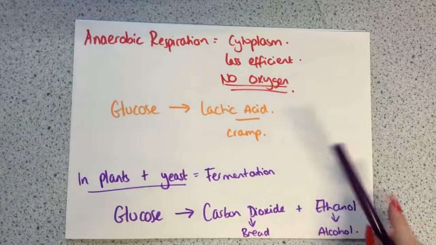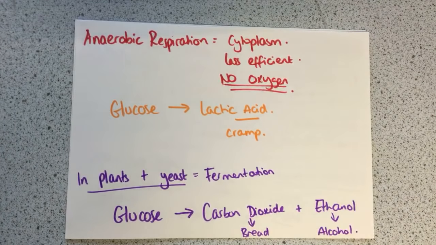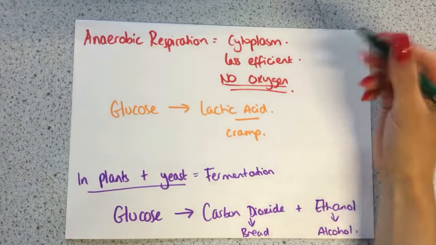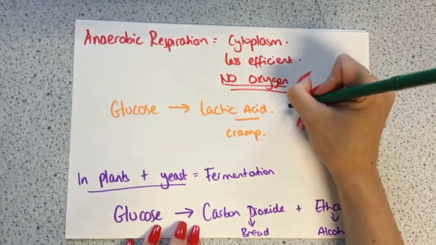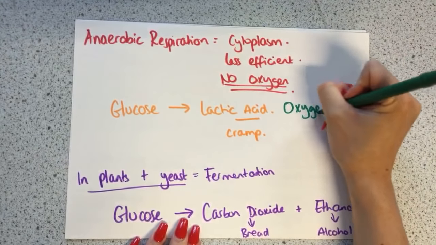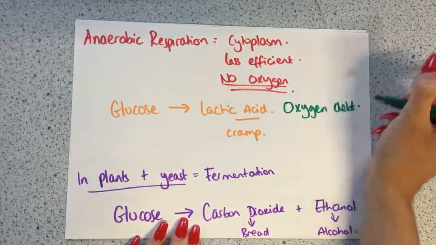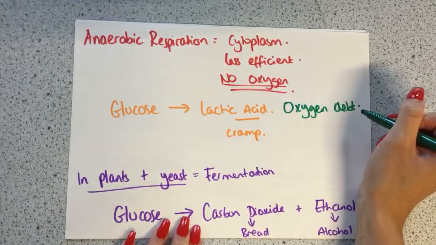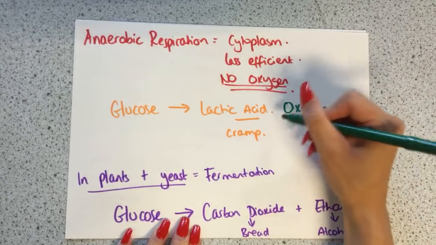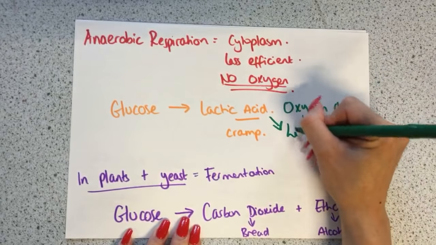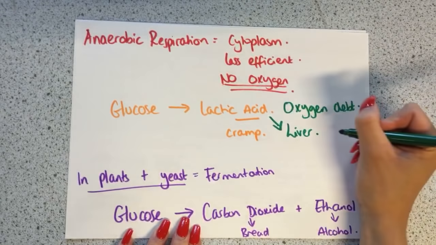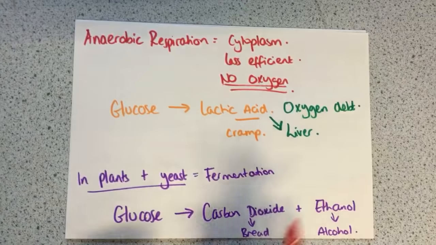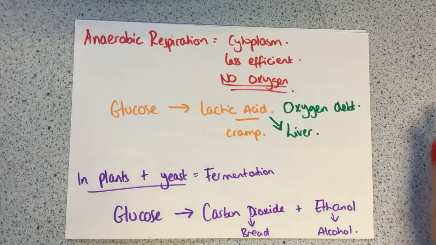Now I'm just going to go back to it in animals. This is higher tier only, so if you are sitting a foundation paper, you don't actually need to know this. But when you do anaerobic respiration, you produce an oxygen debt, and that is why you keep breathing heavily after exercise, because you have to repay the oxygen, and then to break down the lactic acid, it travels to the liver, where the oxygen will then break it down back into its products. Okay, but remember that is higher tier only.